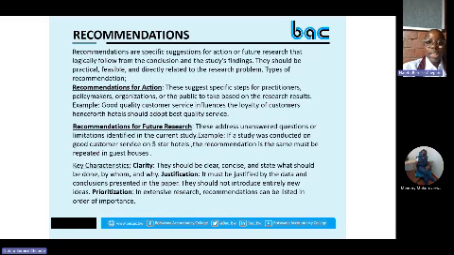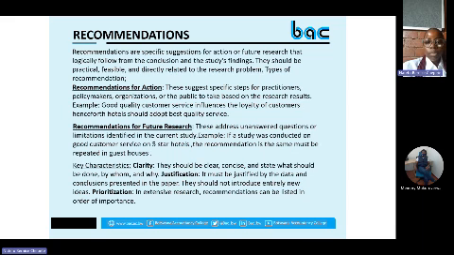Recommendations in research writing are the specific suggestions for action or future research that logically follow the conclusion and study findings. They should be practical, feasible, and directly related to the research problem. Types of recommendation. We have policy for action. This suggests specific steps for practitioners, policymakers, organizations, or the public to take based on the research result.